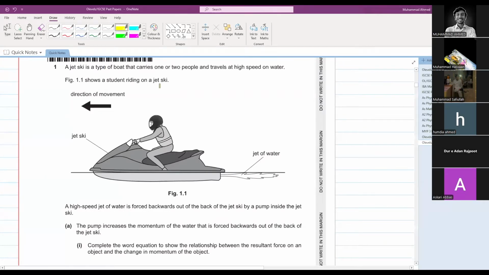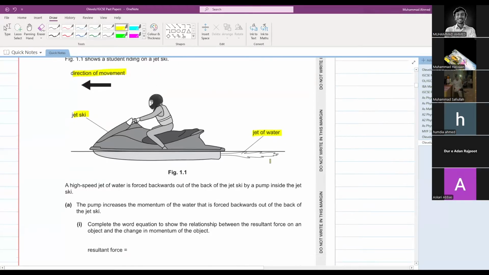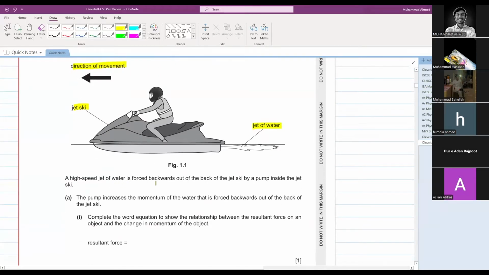A jet ski is a type of boat that carries one or two people and travels at high speed on water. Figure 1.1 shows a student riding on a jet ski. This is the direction of movement. This is the jet ski. This is the jet of water. A high speed jet of water is forced backwards out of the back of the jet ski by a pump inside the jet ski.